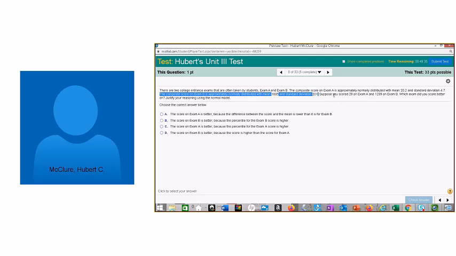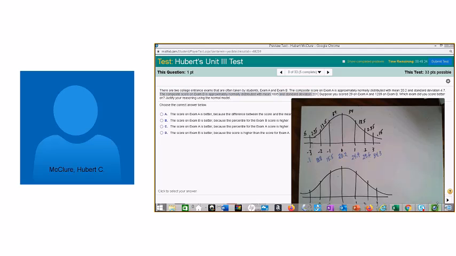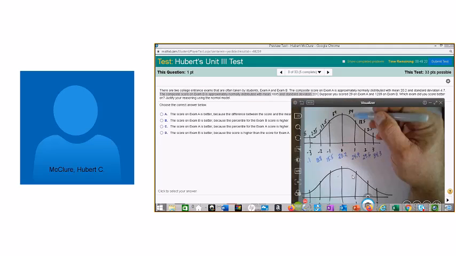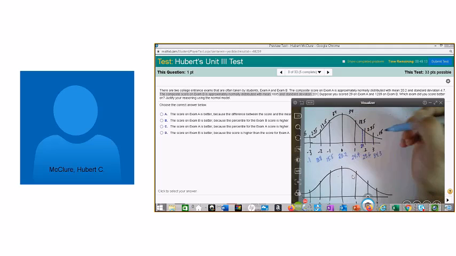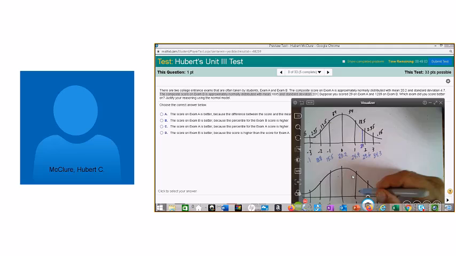Now, suppose you scored 29 on exam A. So I'm going to take my blue marker. I scored a 29 on exam A. So 29 would be right in there. And a 1239 on exam B.